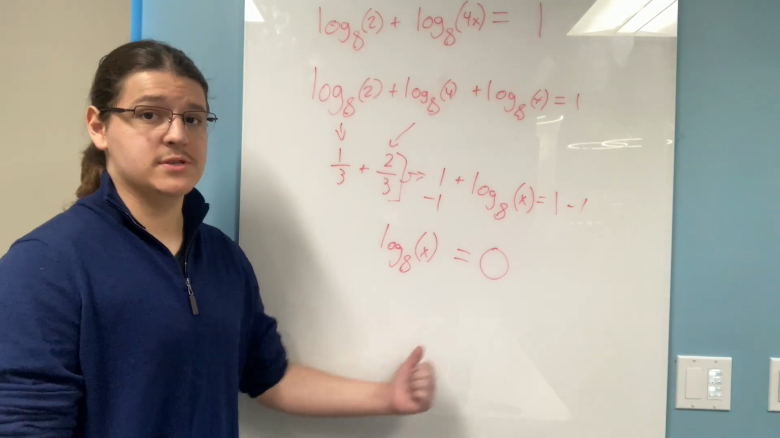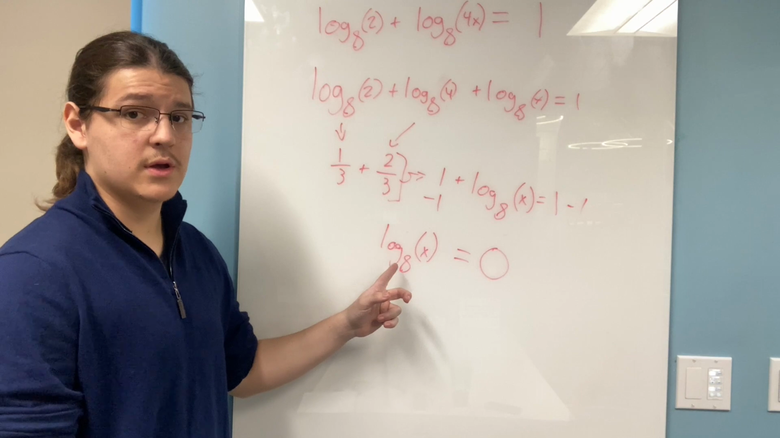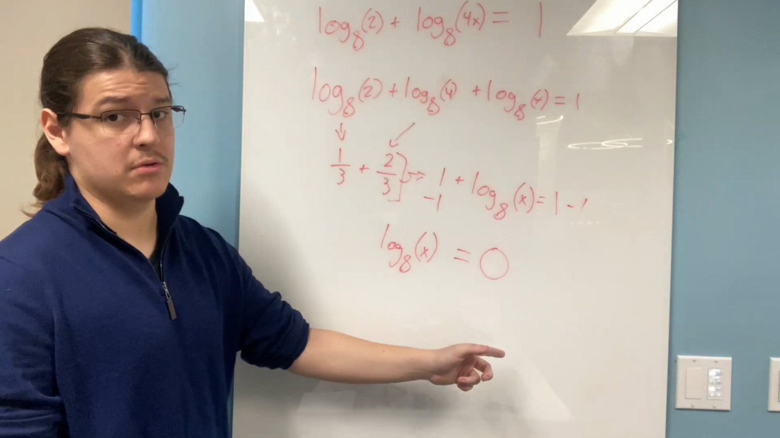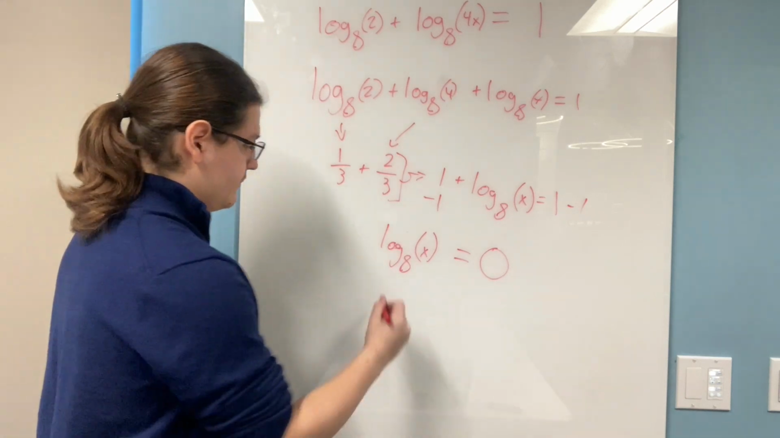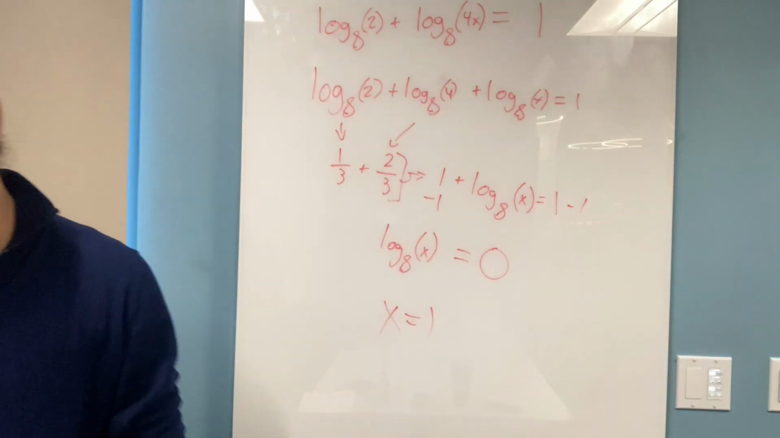Which rule of ours do we know that solves this? 8 to the 0th power, any number to the 0th power, is going to be 1. X is equal to 1. Boom.